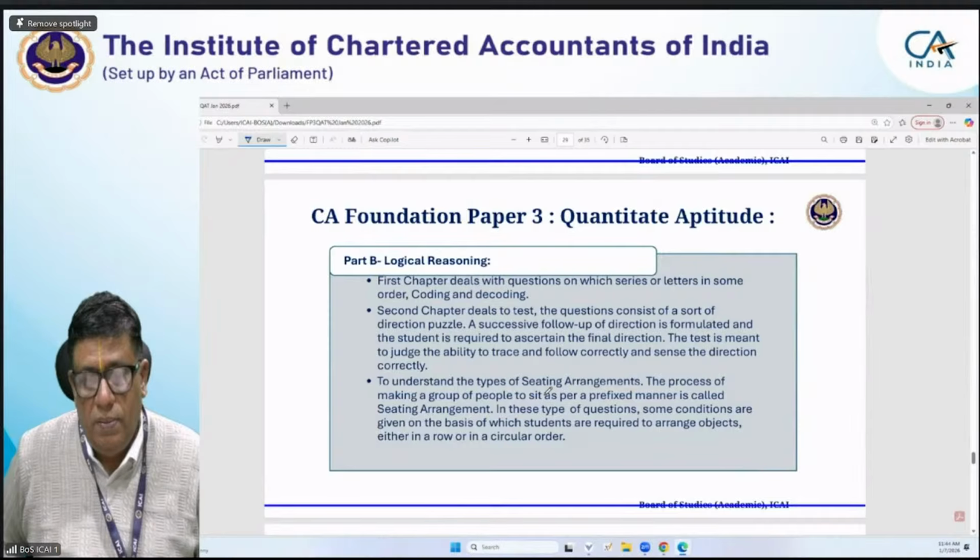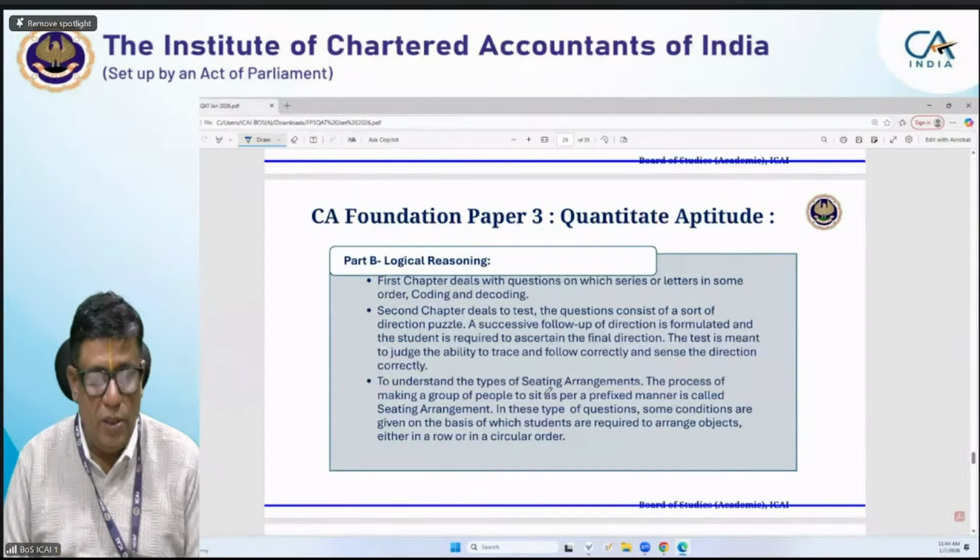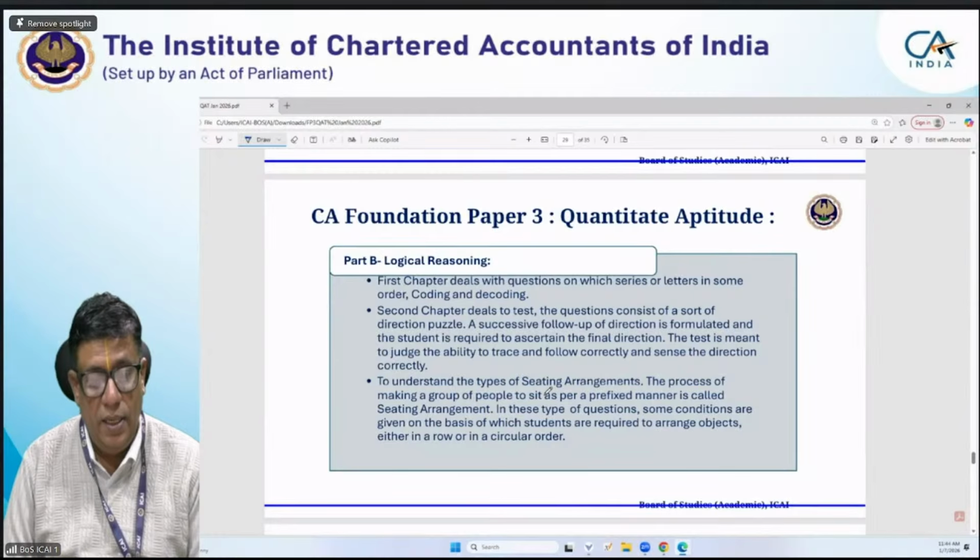The first chapter is the number series, in which letters, some order, and coding-decoding will also be there, and how to sort them. Once you understand the puzzle very well, you will be able to conclude, and the answers will be easily drawn.